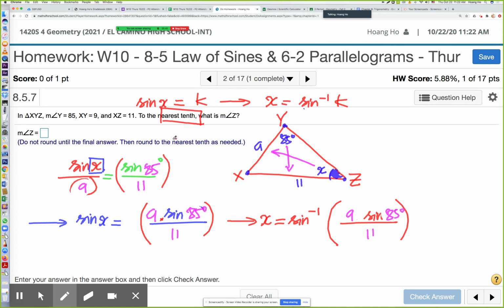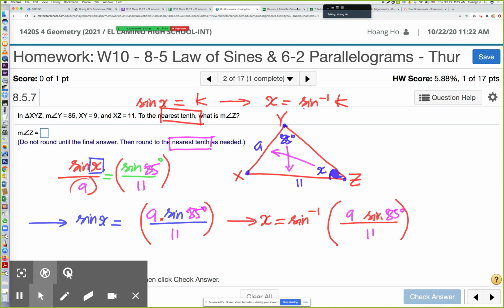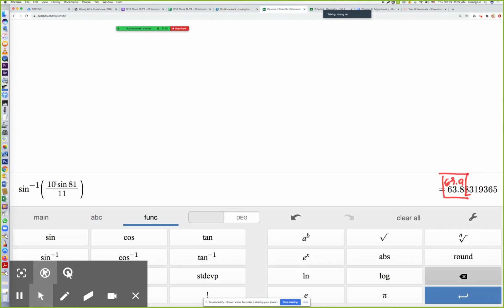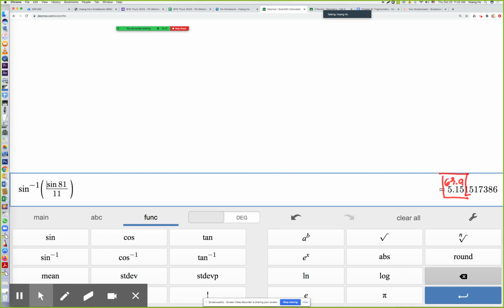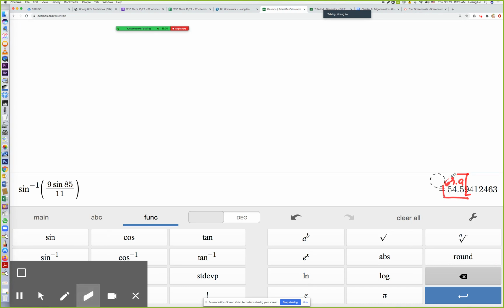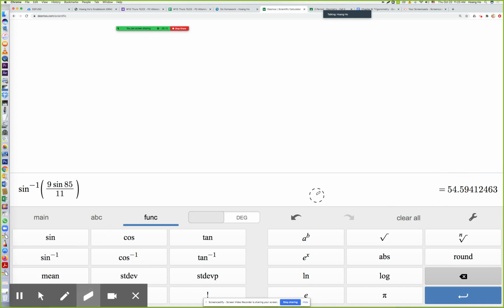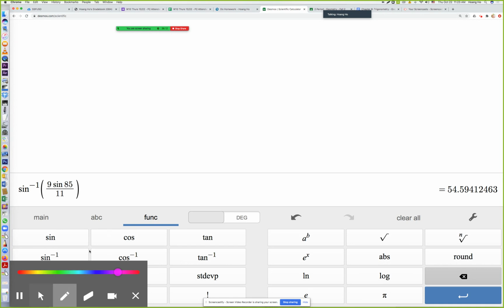And again, they want the answer to the nearest tenth, one decimal. So all I need to do is go to my calculator right here. I should revise these values: that's a 9, and this is 85 degrees over 11. So the answer, taking one decimal, should be 54.6.